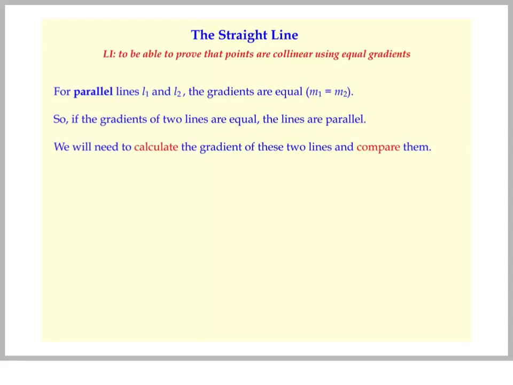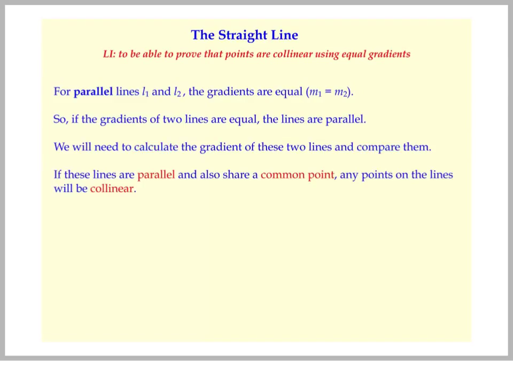In some cases we're not actually given the gradient, we have to work it out for ourselves. So if it's in a different form to y equals mx plus c, we'll have to do some rearranging. If we have two lines which are parallel but also have a common point, then we say any points on these lines must be collinear.